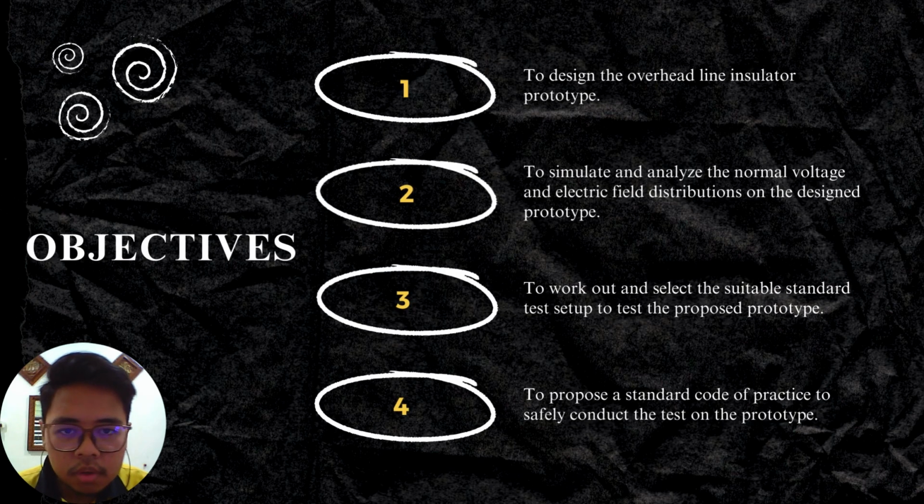So our objectives are: first, to design the overhead line insulator prototype. Second, to simulate and analyze the normal voltage and electric field distribution on the design prototype. Third, to work out and select the suitable standard test setup to test the proposed prototype. And fourth, to propose a standard code of practice to safely conduct the test on the prototype.